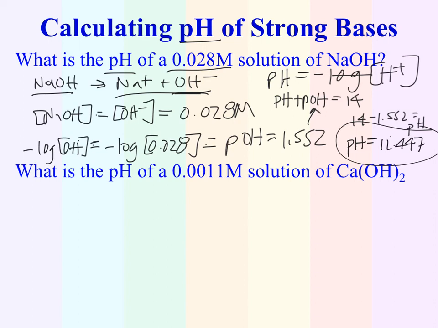Now if we look at this other example with calcium hydroxide, same idea. Calcium hydroxide, though, when it breaks up, gives us the following. Notice there is not a 1-to-1 relationship between my strong base and my hydroxide ion. Because the relationship is not 1-to-1, you're going to have to use stoichiometry here in order to figure out the concentration of your hydroxide ion.